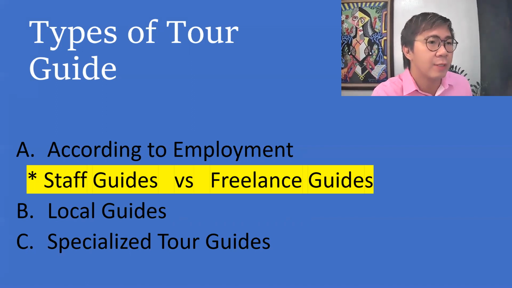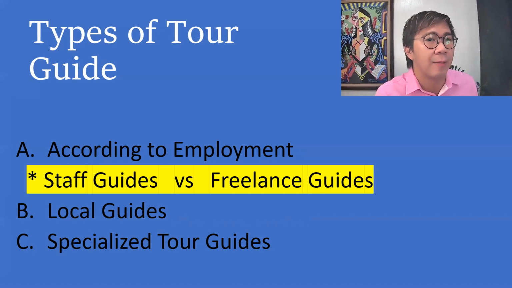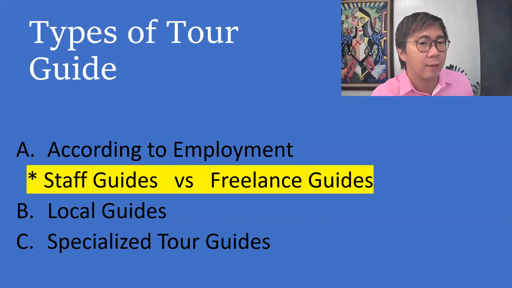Okay. First is according to employment. There are two types of guides according to their employment or involvement with the company. We have the staff guides. So staff guides is also what we call the in-house guides, because they are directly an employee of the company. So meaning to say, whether or not there is a tour, the staff guides receive a payment or salary as a major form of their employment benefits or employment income.